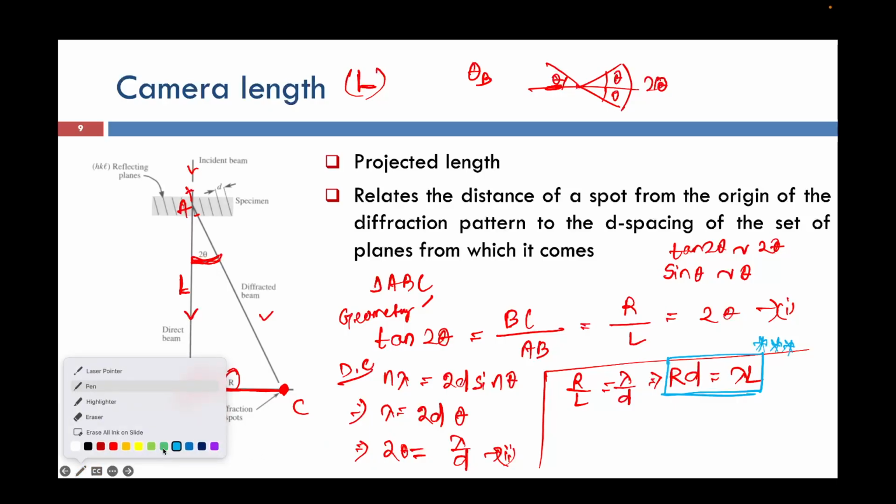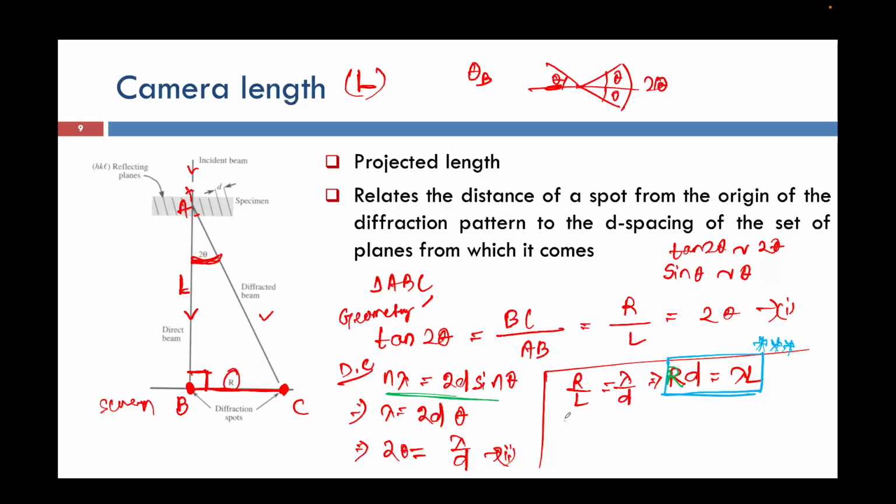And what is the value of R? R is the distance of the diffracted spot from the origin, and what do I mean by d? d is coming from n lambda is equal to 2d sin theta. That means d is the interplanar spacing. And what is lambda? Lambda is the wavelength of the incident beam, and L is the camera length. The total expression lambda L is known as the camera constant, and this value is constant for your transmission electron microscope.